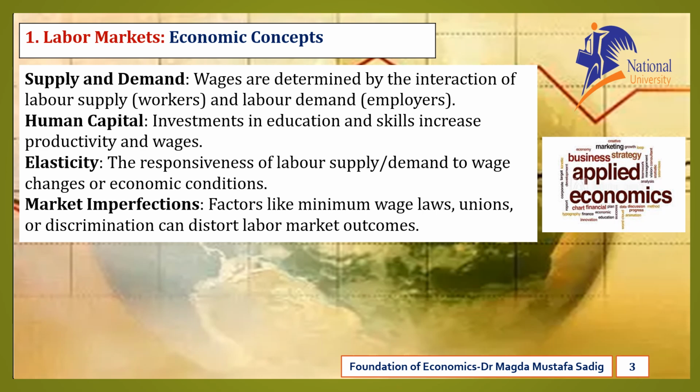The supply of labor comes from individuals willing to work. The demand for labor comes from employers needing workers. When demand for labor increases, say during economic expansion, wages tend to rise. But if there is an oversupply of labor, wages can stagnate for all.